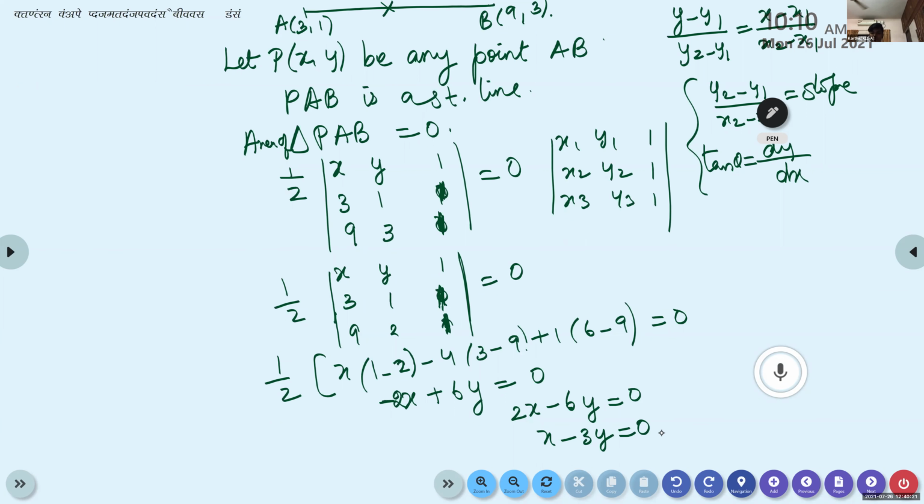Ma'am, I did till x minus 6y plus 3 is equal to 0. X, y, 1. What about the points? 3, 1, 1. The next point is 9, 3, 1. Here it is 3. So 1 minus 3, y into (3 minus 9) plus 1 into (9 minus 9). Okay, here it is 3. Now check it. Is it x minus 3y is 0?